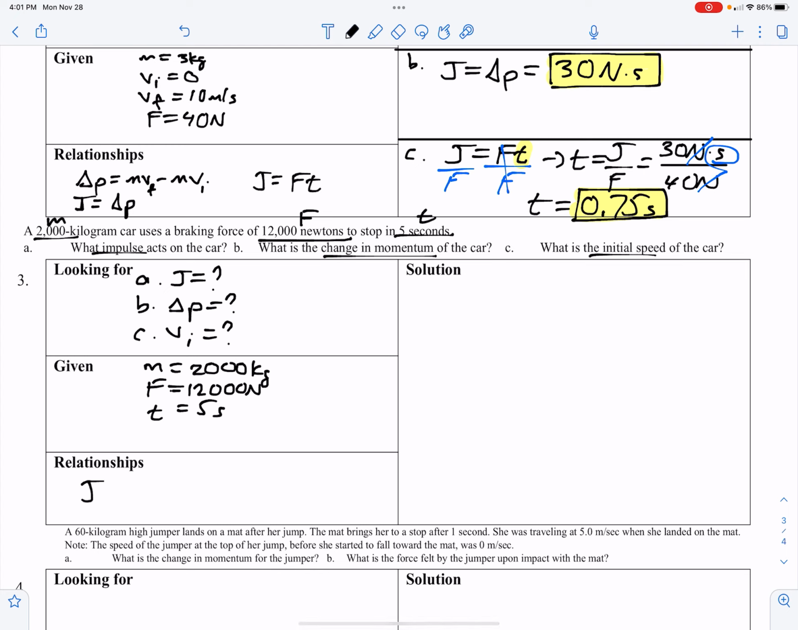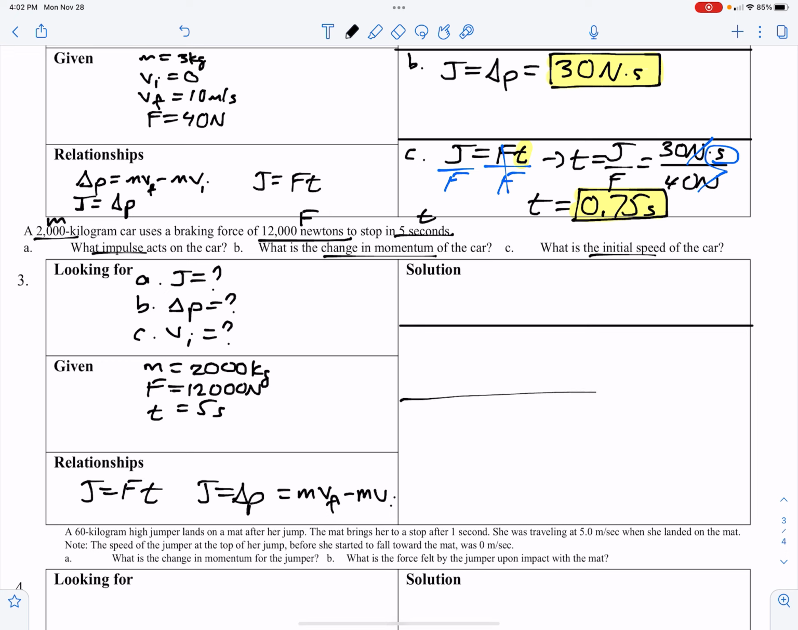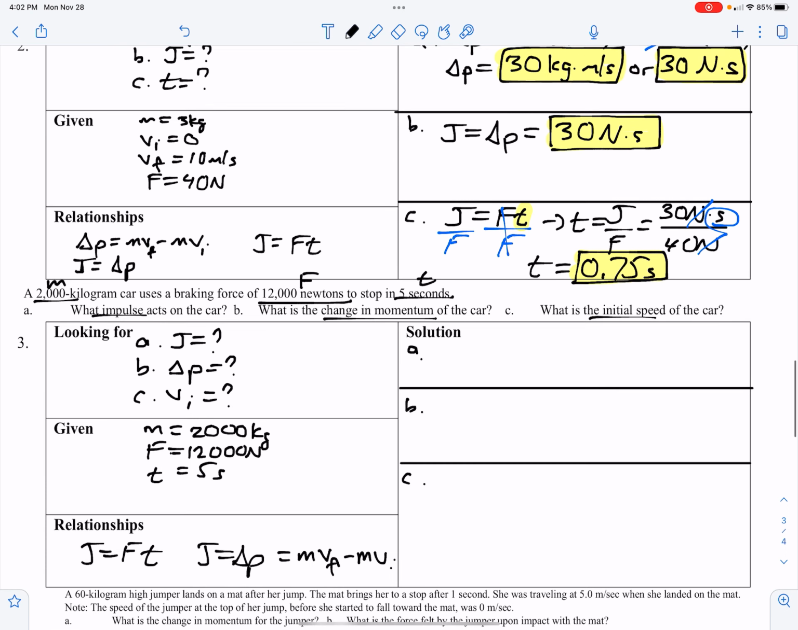So impulse, notice we're given force and time. That would be a good place to start. Impulse equals force times time. But recall, impulse is also a change in momentum, and that is equal to mv final minus mv initial. So we'll go ahead and break this down into a few different parts: Part A, Part B, and Part C. Part A, we're going to go force times time. The force is 12,000 newtons times 5 seconds. And we get 60,000 kilogram meters per second.